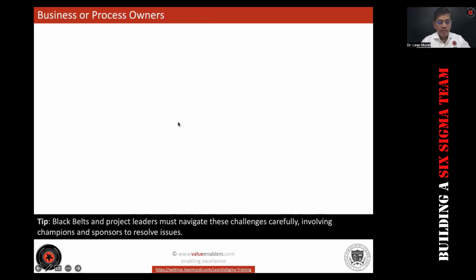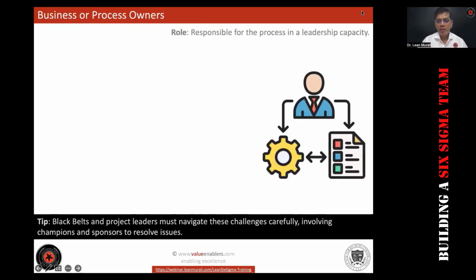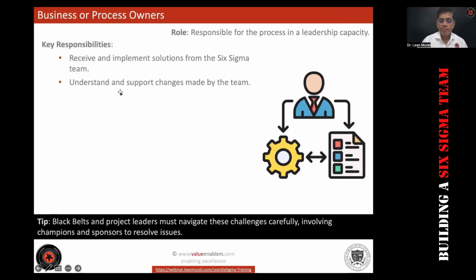Let's go to the second role, which is the business owners. Okay. So the role of the business or process owner: responsible for the process in a leadership capacity. Okay, let's see the key responsibilities. Receive and implement solutions from the Six Sigma team. Understand and support the changes made by the team. Maintain and monitor new controls post implementation.